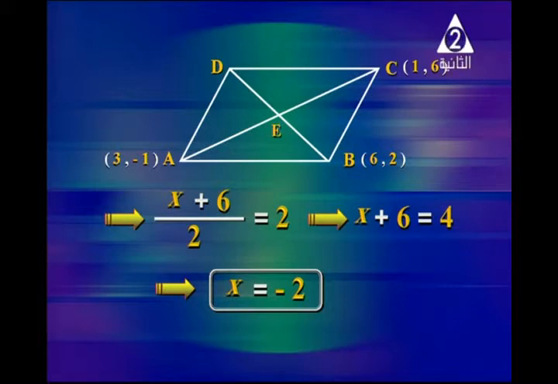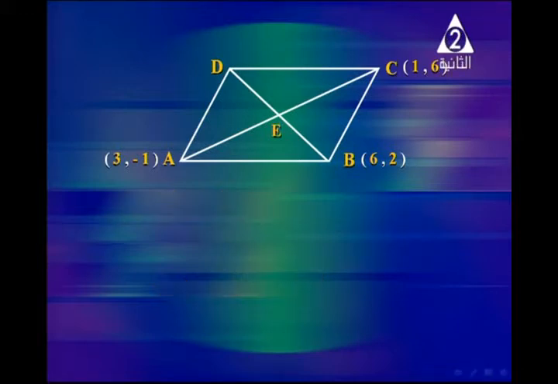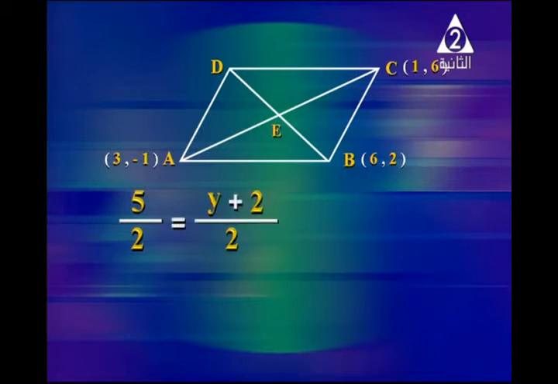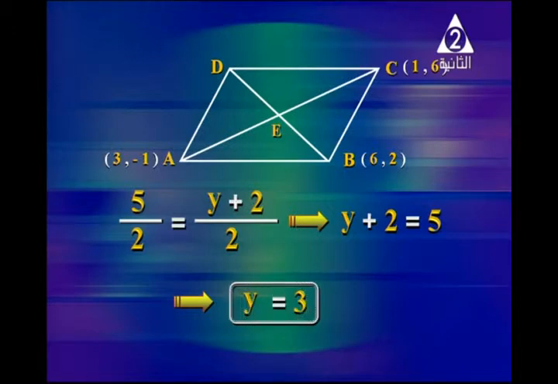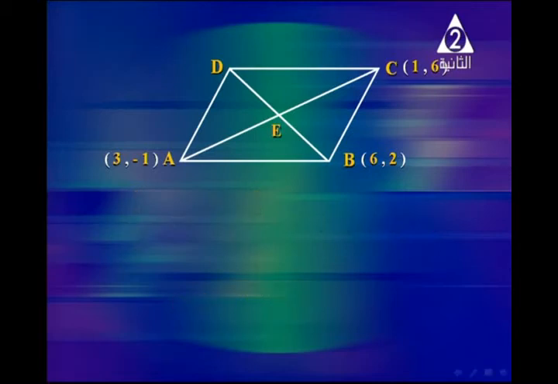By equalizing the Y coordinates, 5/2 equals (Y + 2)/2. By making cross multiplication, Y + 2 equals 5. And in this case, we can say that Y equals 3. So the coordinates of the point D will be (-2, 3).